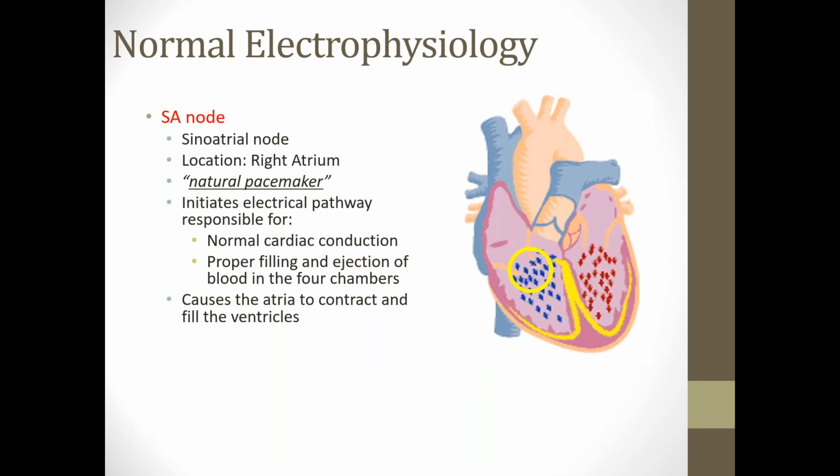So you have your SA node, and basically it's above the right atrium, and it's the natural heart's pacemaker. It is responsible for your normal cardiac conduction. It'll send a signal from the SA to the AV, and then down to your bundle of His. It regulates the proper filling and ejection of the blood from the chambers, and it causes the atria to contract and fill the ventricles.